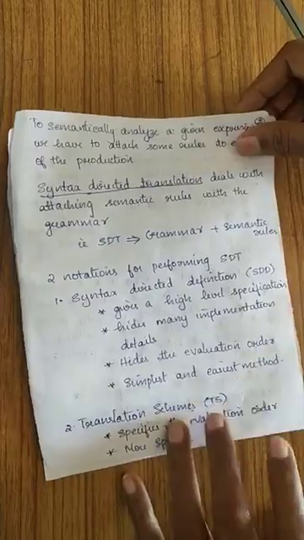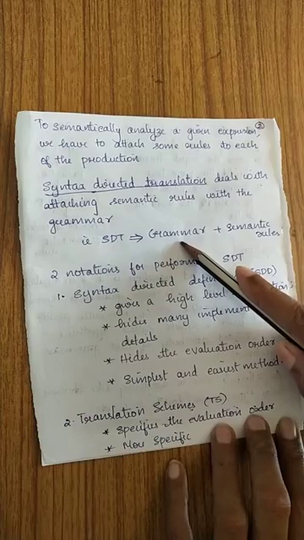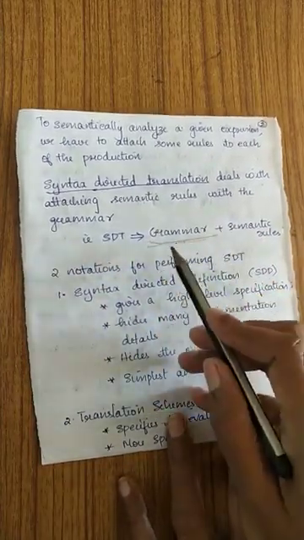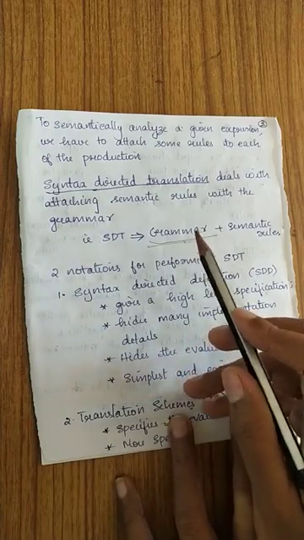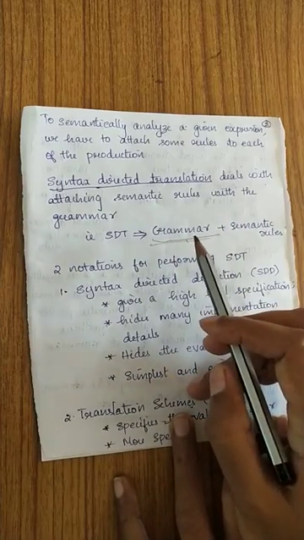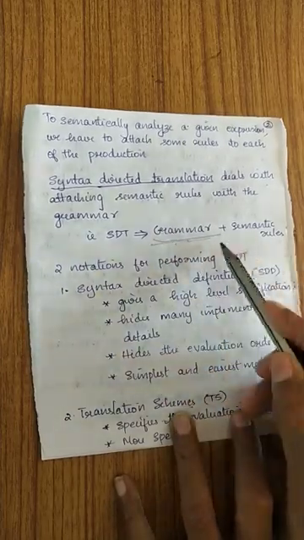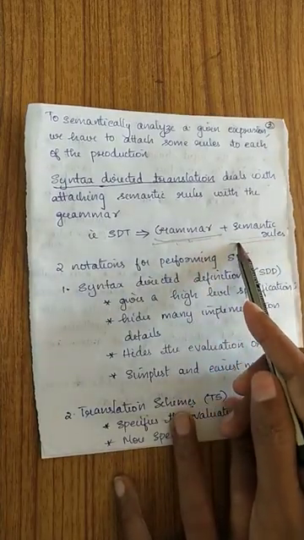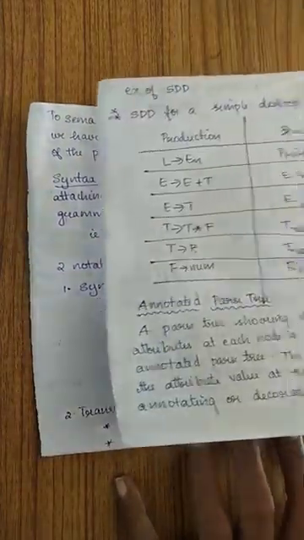SDT is nothing but a context-free grammar. In addition to this context-free grammar, semantic rules will be attached. So we'll have a set of grammar rules like E derives E plus T, E derives T, T derives T into F, T derives F, F derives number or ID. These are some of the grammars we have studied. Attached to this grammar there will be some semantic rules, corresponding to the actions we have to take. I will show an example of how an SDT looks.